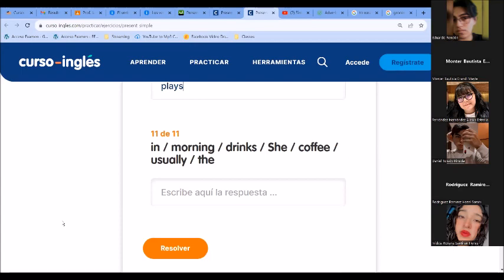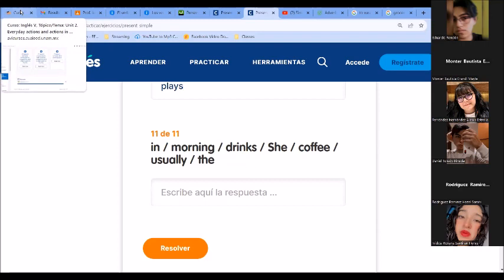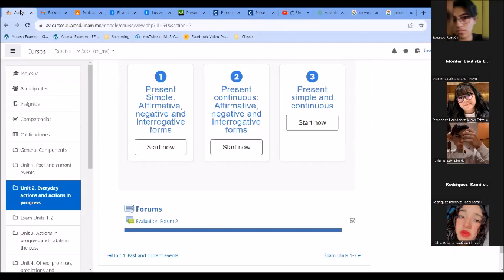Unscramble. She usually drinks coffee in the morning. Perfect. Awesome, guys. So that's what we're practicing. The goal is to go into your units, complete your activities, create your online spaces, organize what you're working on, record yourself speaking, write your ideas down so that you're practicing all of the skills that we use in a day-to-day manner in Spanish, but now in English, okay?